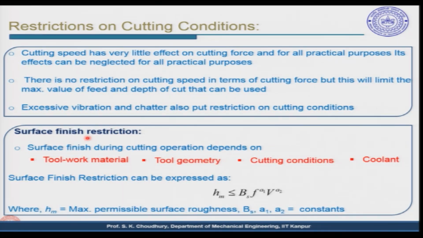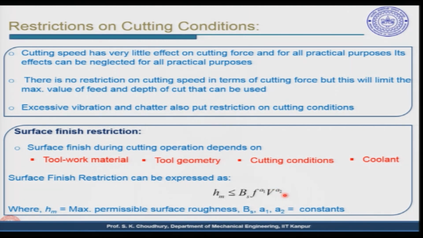And finally, we have the surface finish criteria. Surface finish criteria says that the surface finish overall should be less than this value. Okay. And if by putting the V optimum calculated earlier from the economics, you see that this equation is not satisfied, you have to adjust the V optimum to satisfy this equation, that the HM, that is the surface roughness, should be less than or equal to the constant Bs, feed to the power some constant, and V to the power A2, which is some constant.